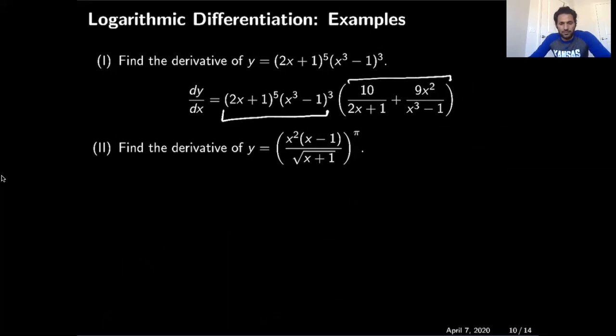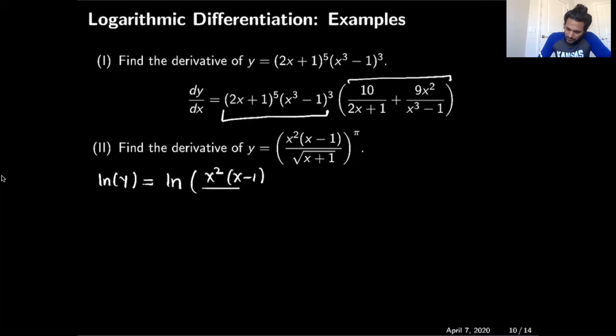I have one more problem. We will practice this technique again. So my very first step to solve this problem is taking the natural log on both sides. So this is natural log of x squared times (x minus 1) over the square root of x plus 1.